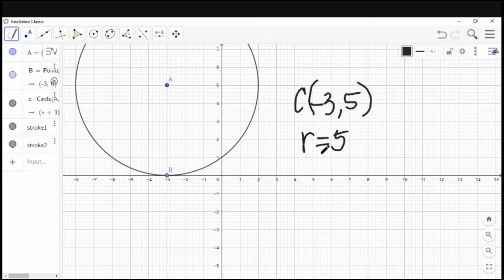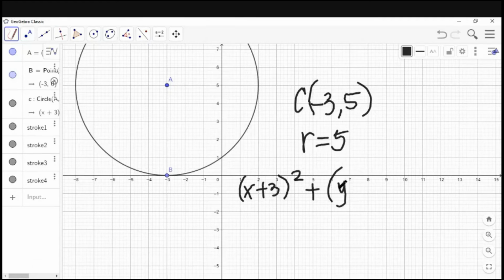After getting these values, again, we just need to plug it in our standard form, and that's already the equation of our circle. So we will have the square of x minus negative 3, which is the square of x plus 3, and the square of y minus 5 equals r squared. So we just need to simplify it.